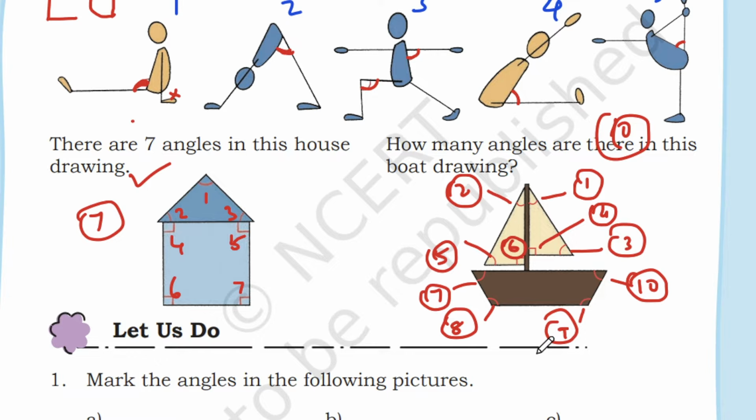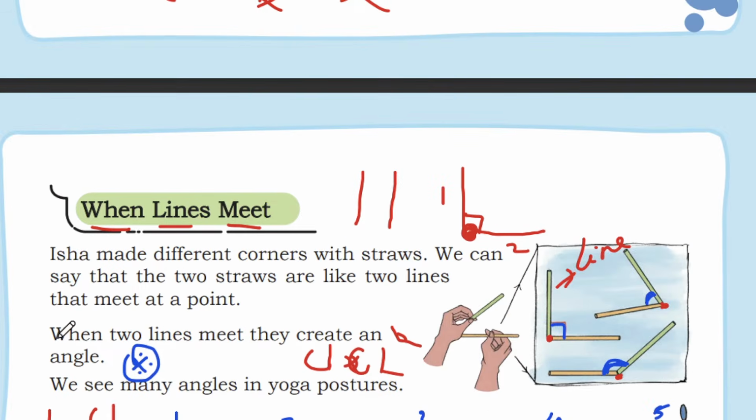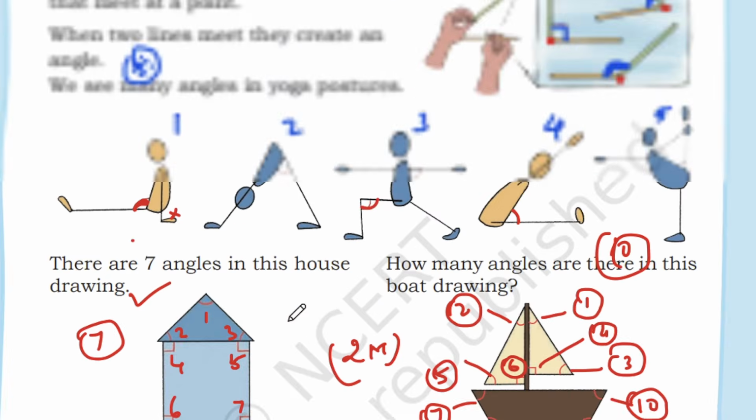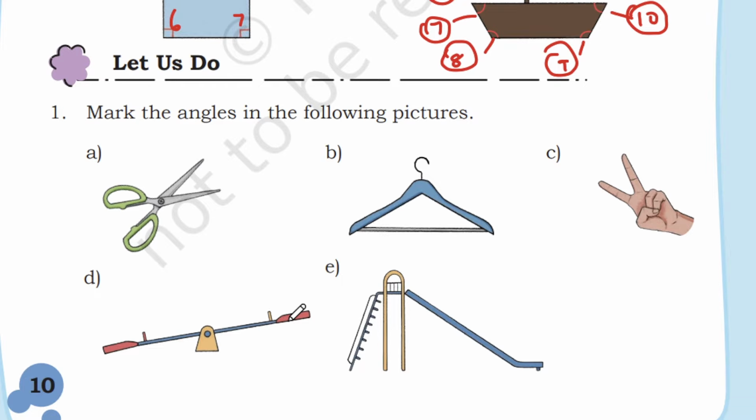Like this only I said, students, in the exam they will give you any picture and they will ask you to mark the angles, and they will ask you to count the number of angles also. So this will come in a 2-mark question. And this question I said, right, when two lines meet each other they create an angle. So this you will get in a 1-mark question. So these two are important questions. Alright, let's see the next one.